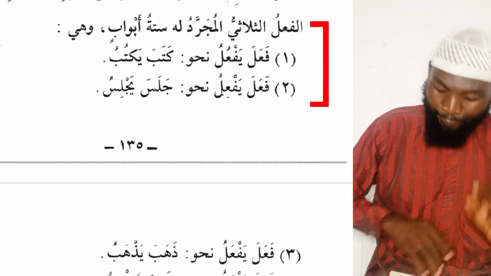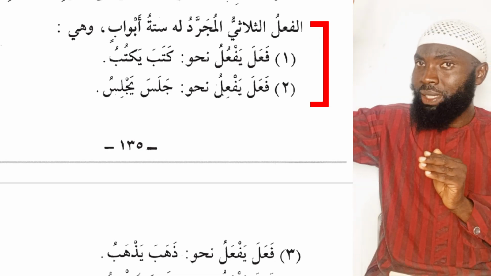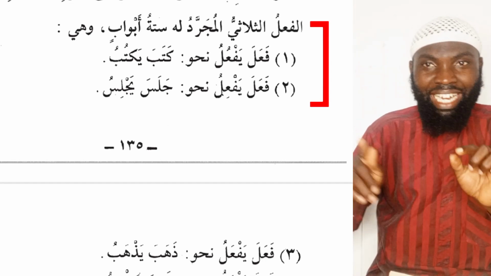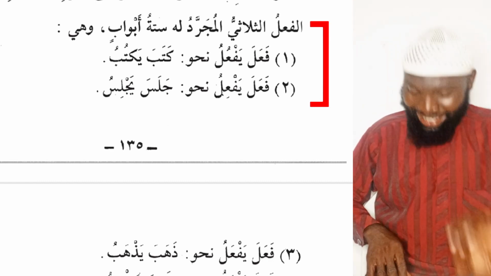The second pattern is fa'ala yaf'ilu. The same thing as the first pattern, only that when we come to the present tense, the ain is now carrying what? Kisra. So we have an example, jalasa yajlisu, he sat, he's sitting.